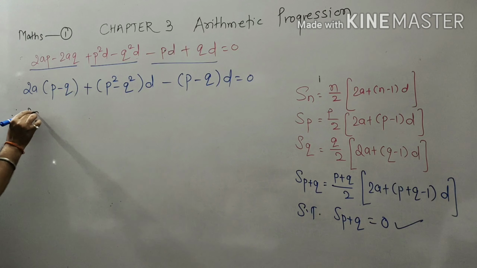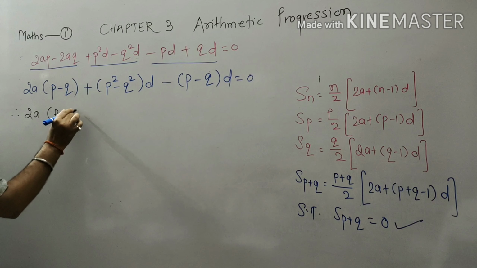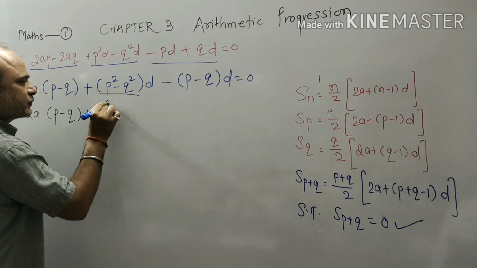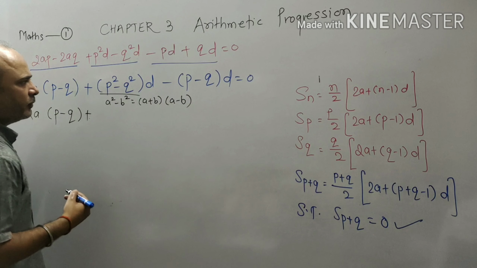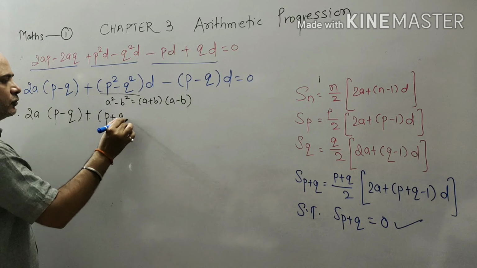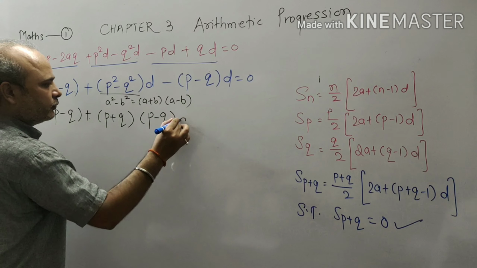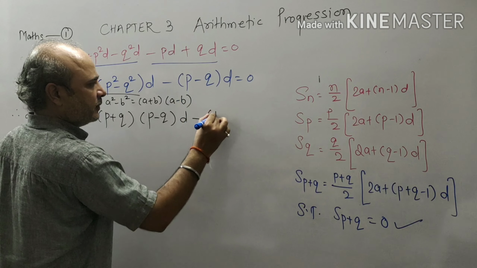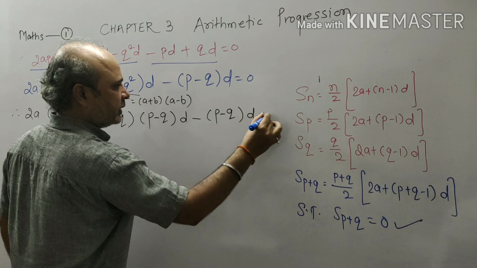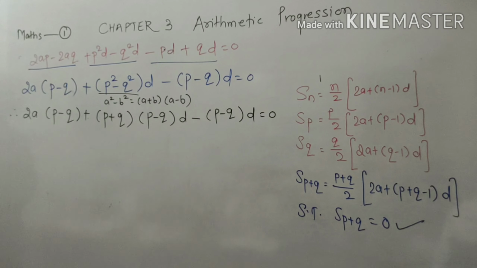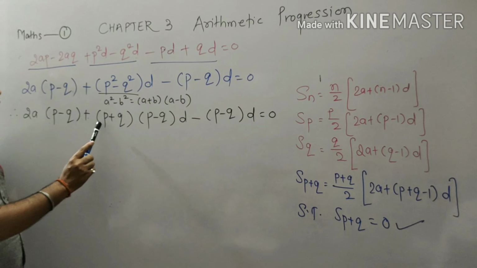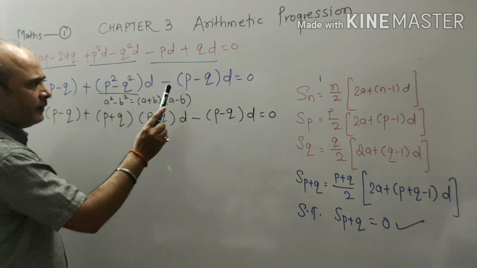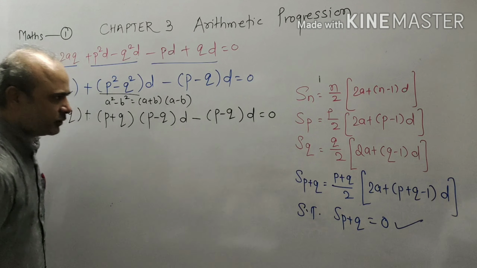Therefore this will be 2a into p minus q, plus, here use the a square minus b square formula, so this will be a plus b and a minus b. So you will write here p plus q into p minus q into d, and minus p minus q into d, and this is equal to 0. Clear, student? So you will get 2a into p minus q as it is. So p plus q into p minus q into d minus p minus q into d is equal to 0.